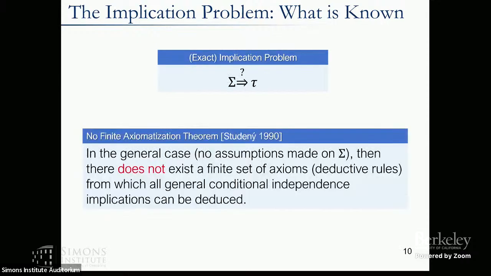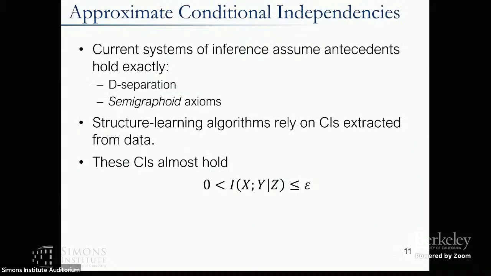On the other hand, there is also a negative result. It is known that in general, there is no finite axiomatization, meaning in the general case, when no assumptions are made on sigma, there does not exist any finite set of axioms that can derive all of the conditional independence statements that hold in a distribution. Okay, and this is also well known.